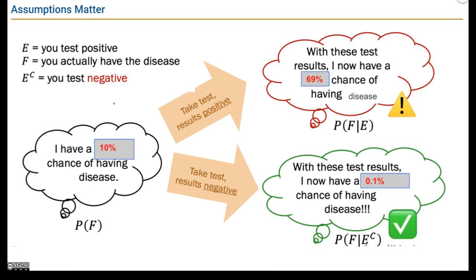So again, now notice all I'm doing in this problem was just changing the prior probability. If you have a 10% chance of having the disease, I take the test. I now have a 69% chance of having the disease if my test is positive. And if my test is negative, I now only have a 0.1% chance of having the disease. I can feel very rest assured that I likely don't have it. So this is just showing the impact of your assumptions and your original prior probability on what the output of these tests will be, because I didn't change the accuracy of the tests.